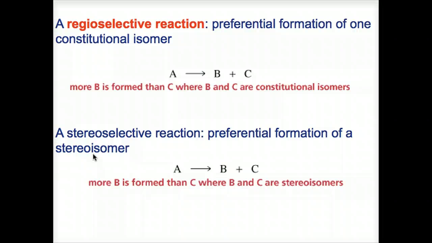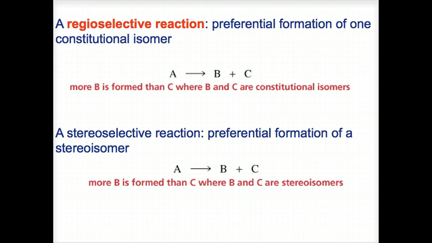So remember, constitutional isomers have the same molecular formula, but the atoms in each compound are connected differently. With stereoisomers, the molecular formulas and the way the atoms are connected are the same. The arrangements in space is different. Regioselective reactions can be moderately, highly, or completely regioselective. Reactions can also be moderately, highly, or completely stereoselective.